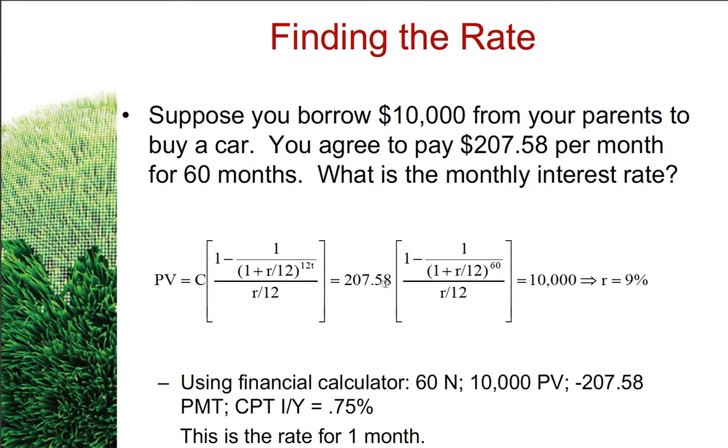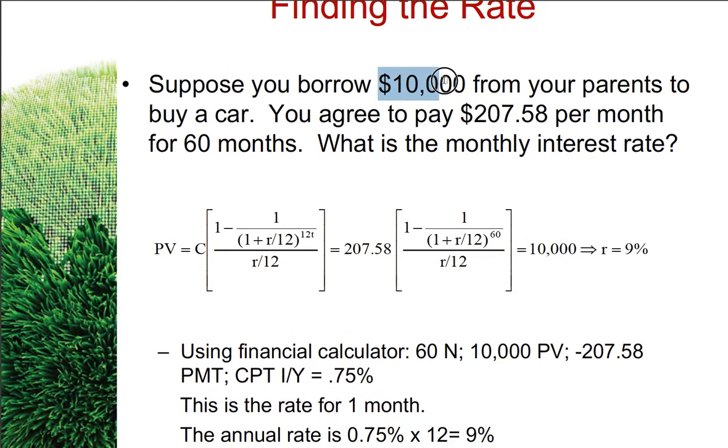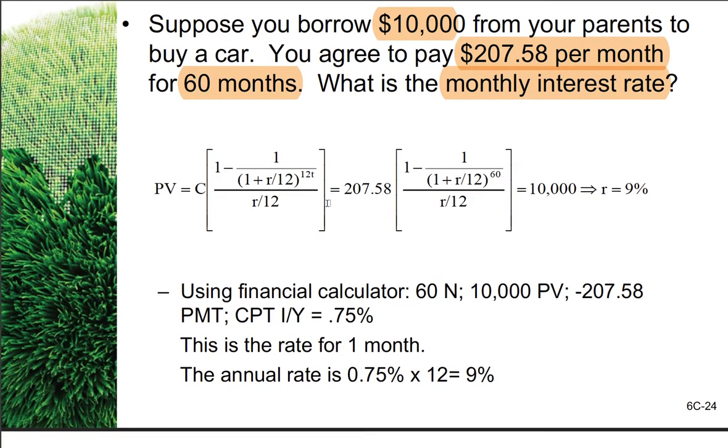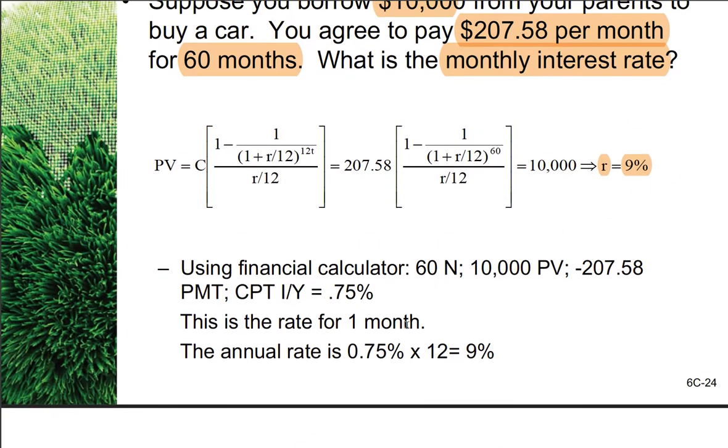Suppose you borrow 10,000. You agree to pay per month for 60 months. What is your monthly interest rate? From the formula you can use it, and then you will get the R is 9%. But if you use a financial calculator it is very easy to get. You will get 0.7%. But remember, this is the rate for 1 month, so you need to multiply by 12, so you will get 9%, the annual rate.